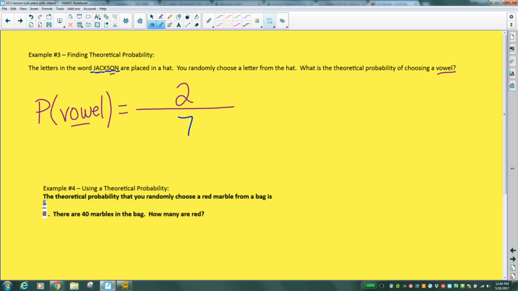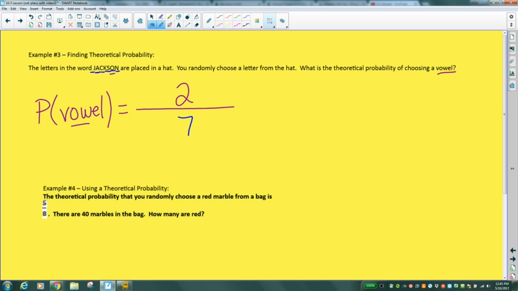The theoretical probability that you randomly choose a red marble from a bag is 5/8. So now we're looking at if we had a bag with marbles in it, we had a 5/8 chance of getting a red marble. There are 40 marbles in the bag. How many are red? Well, if I look at 5/8, it says I have 5 chances of choosing red out of every 8 marbles. But I don't know how many marbles are red out of 40 marbles.